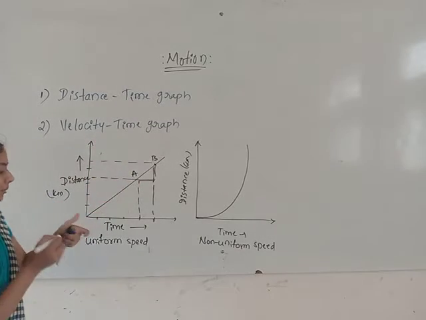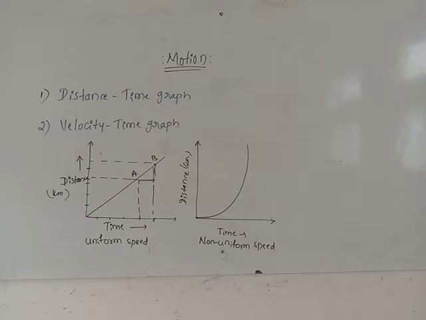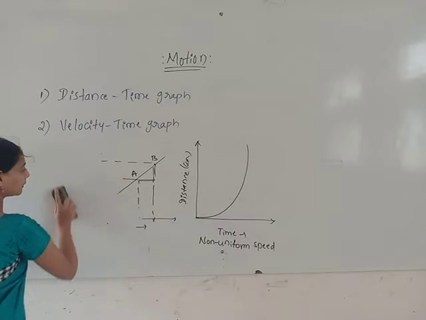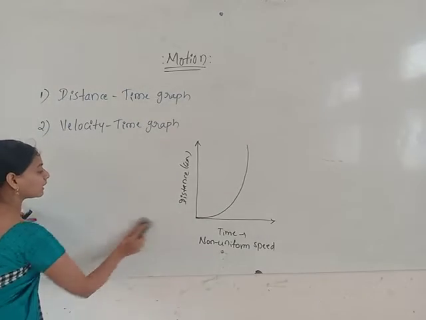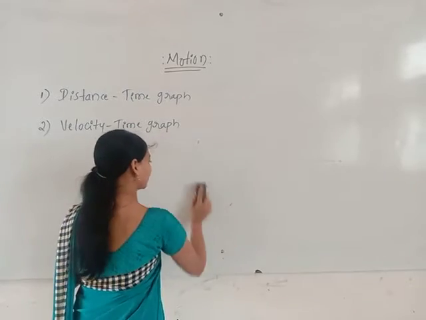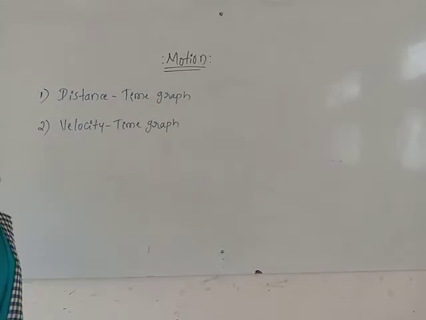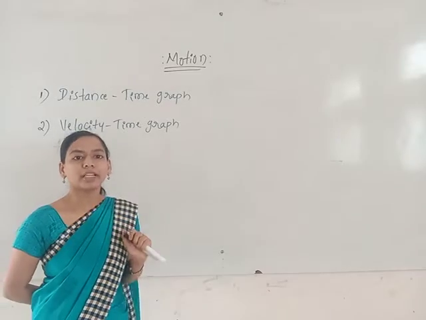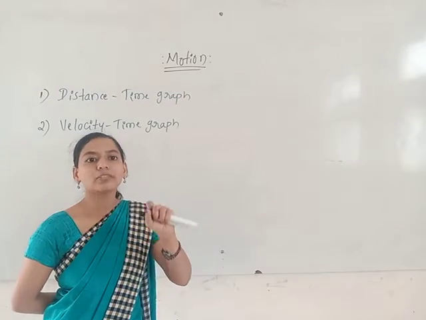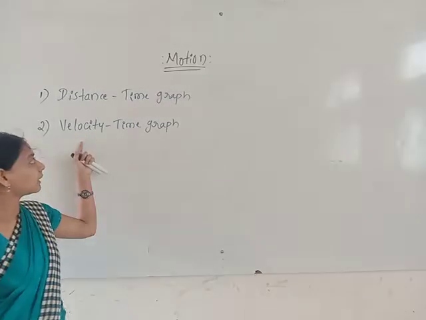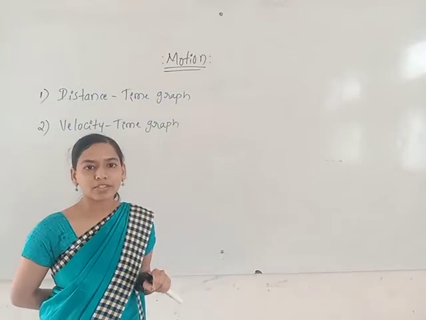So in the velocity time graph what happens? What do you mean by velocity then? What do you mean by velocity? Yes. Velocity means the distance traveled by an object per unit time with a definite direction. What is speed then? The distance traveled by an object with time only. There is no direction there. But whenever velocity comes, there is a definite direction.